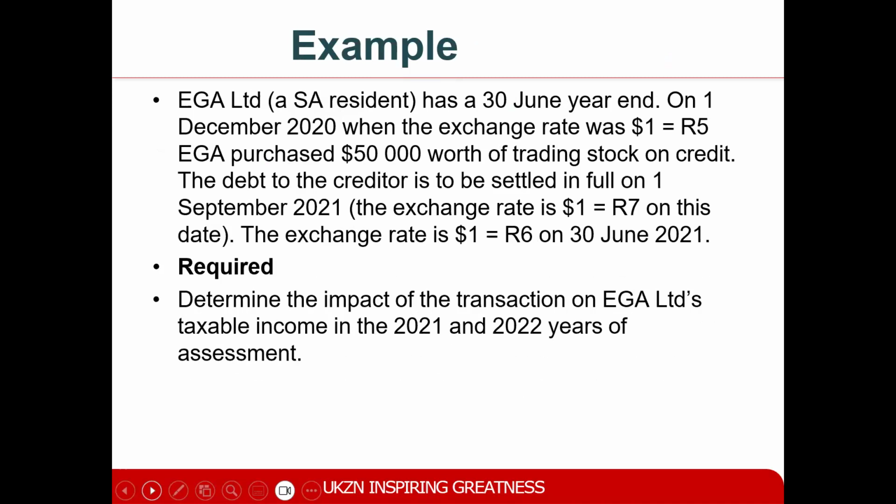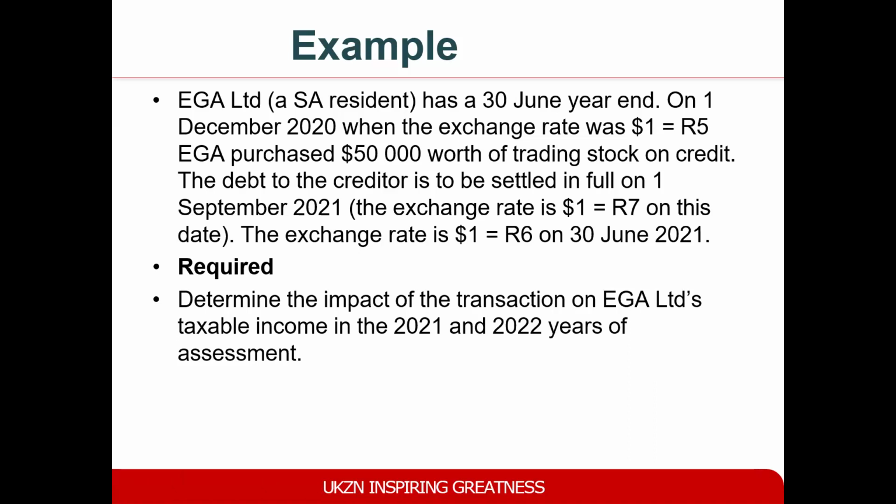We've got EGA Ltd. It's a South African resident company. They have a year end of 30 June. On 1st December 2020, when the exchange rate was 5 rands, they purchased $50,000 worth of trading stock on credit. Okay, very important. They purchased this on credit, so it means they owe a person. All right, that's good. The debt to the creditor is to be settled in full on 1st September 2021. Remember, they purchased this in December 2020, and now they will only pay in September 2021.